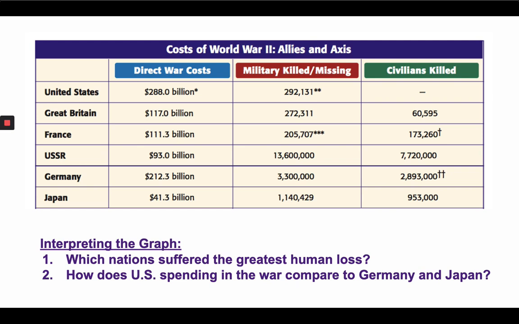And then in addition to that, think about the Lend-Lease Act and how much aid we had given to countries in the Allied powers, including China, during the war. So, a lot of that was spent on helping the Allied powers. And then once we were involved in the war, it was spent on defense and military. So that's why we incurred such big costs in World War II.